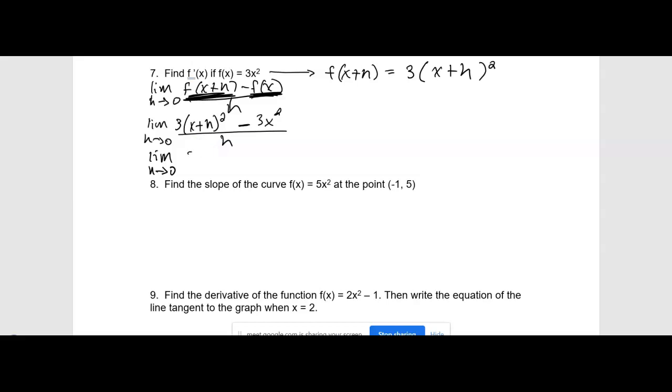Similar to yesterday, we're going to square the x plus h. So if we go ahead and square x plus h, we would get x plus h quantity squared. Wait, I already have that. Let me actually square this. So x plus h squared would be x squared plus 2xh plus h squared. And then we'd still have the minus 3x squared hanging out at the end, and then all over h.